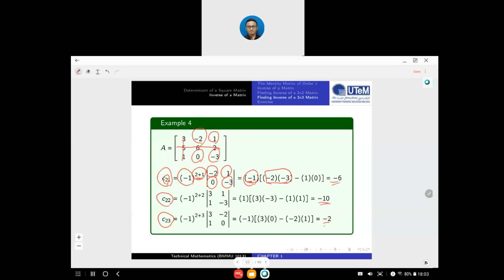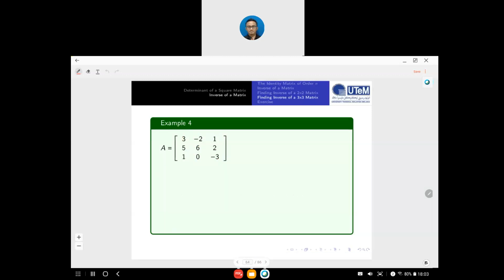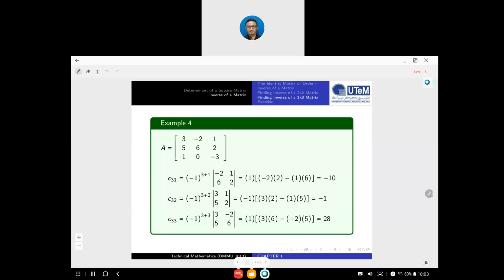Also the same thing for C22, you can get negative 10. C23, you can get negative 2. Next, you need to find the cofactors for the third row. For cofactor C31, you can get negative 10. Cofactor C32, you can get negative 1. Cofactor C33, you can get 28.